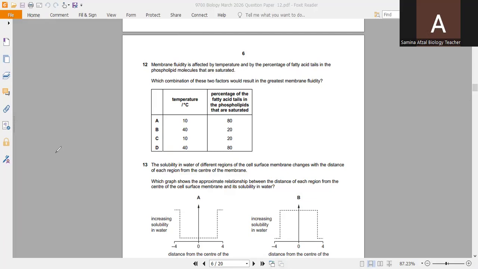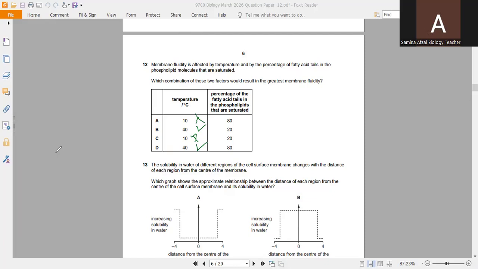As temperature increases, the kinetic energy of the phospholipid molecules increases, you know. So they move faster and vibrate more, which increases gaps between them, resulting in greater membrane fluidity. So therefore, 40 degrees temperature promotes higher fluidity than 10. So only 40 degrees can be considered as the correct temperature. Now, the other is the percentage.